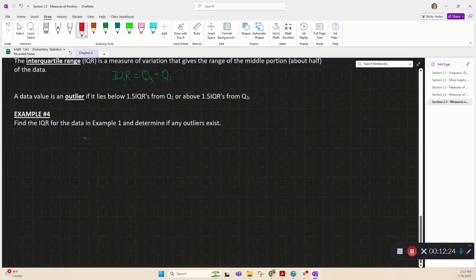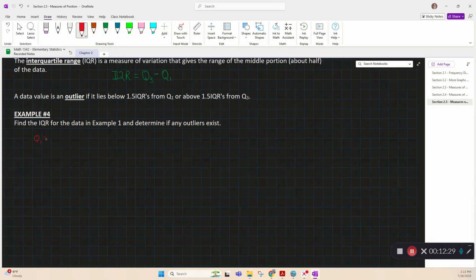So the IQR, well, let's back up. So Q1 we said was 23. Q3 we said was 30. So that means the IQR is 30 minus 23, which is 7. That's the first part. Then it said determine if any outliers exist.